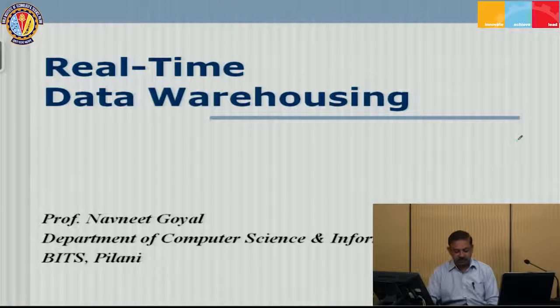And finally, we are going to look at ODS, that is operational data store, and we will try to see what role it can play in real-time data warehousing. So these are the topics.